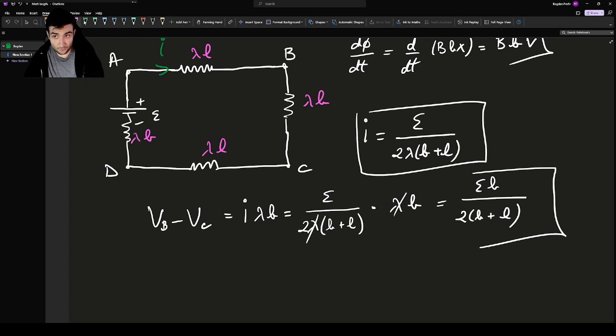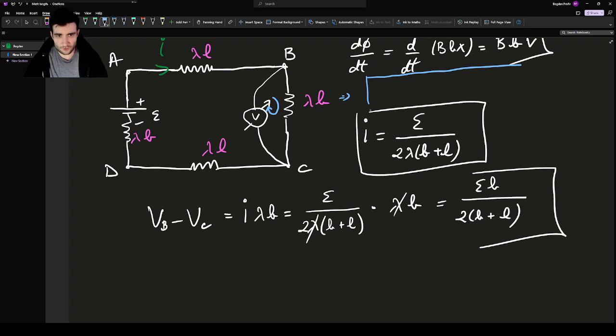Now, another way to do it, if you want, is to imagine that you place an ideal voltmeter here, right? And then you can do Kirchhoff's law. You can apply Kirchhoff's law to calculate the potential between B and C. And that would give you pretty much the same thing. So if you use the second law of Kirchhoff, you have that there's no EMF, right? So that would be 0.